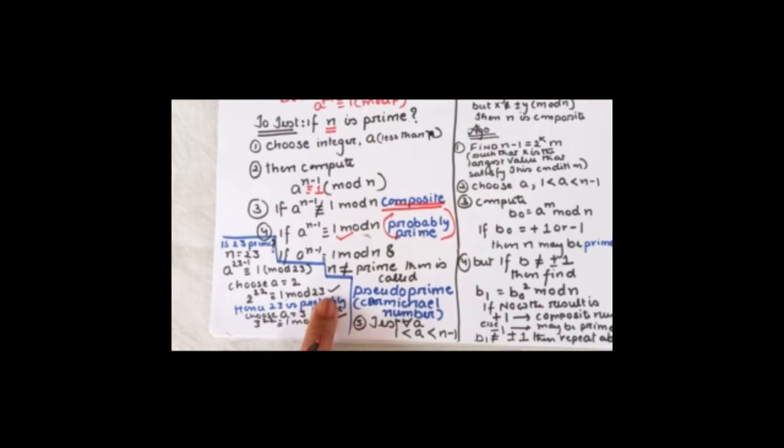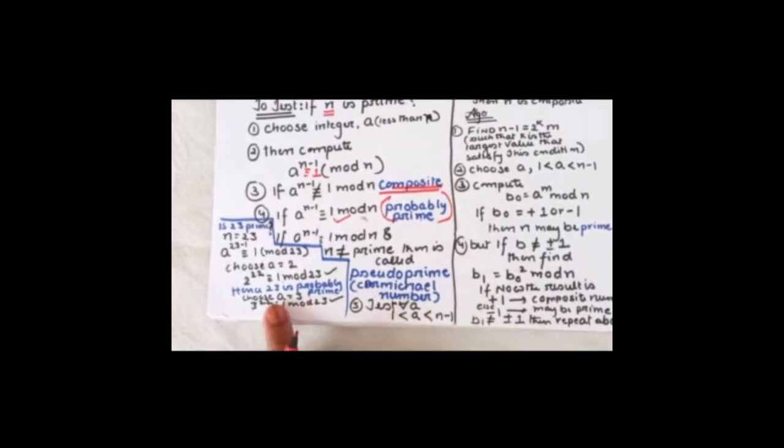Is this true? Yes, this is true, right? Since this is true, hence we can say 23 is probably prime, right? See, the Fermat's primality test does not tell you whether it is surely a prime number or not. Okay, moving ahead, choose a is equal to 3 and then test whether this is equal to 1 mod 23. If this is true, then it is more certain that this is a prime number.